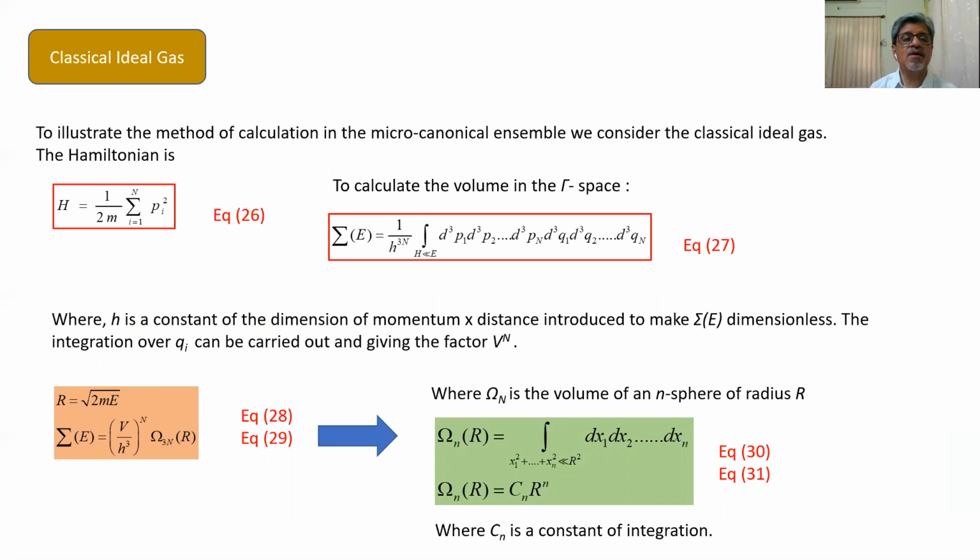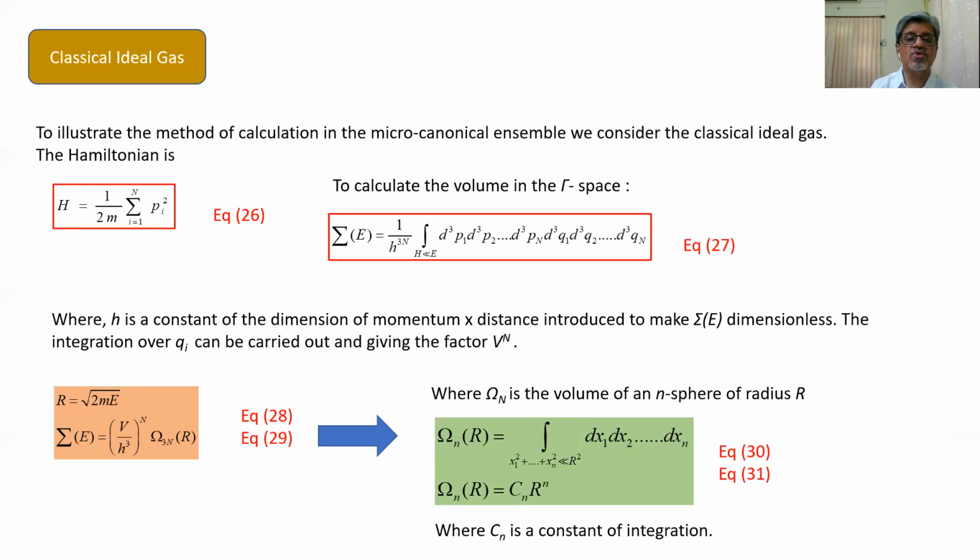To illustrate the method of calculation in the micro-canonical ensemble, we consider the classical ideal gas. The Hamiltonian is H equal to 1 upon 2m summation i equal to 1 to n of p_i square, and that is represented as equation 26. To calculate the volume in gamma space, the summation Σ(E), as we have noted earlier, this is the volume in gamma space. It is 1 upon h raised to 3n, integral over H less than E, d3p1 d3p2 up to d3pn, then d3q1 d3q2 up to d3qn. So this is equation number 27.